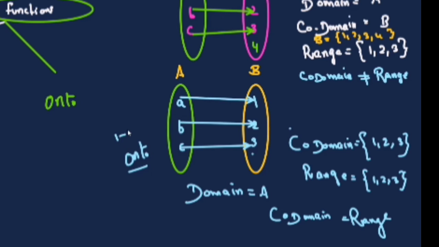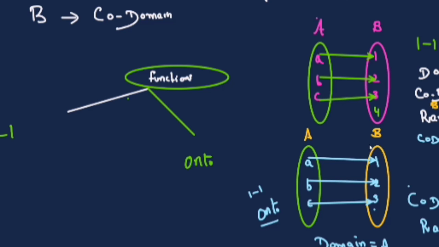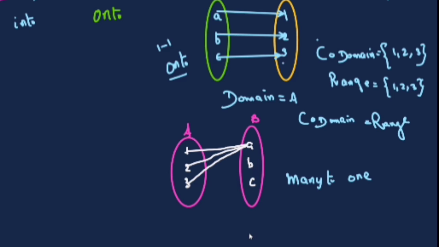This is also one-to-one anyway. It's one-to-one and also onto. Here this is one-to-one, but this is into. Understood the difference? If the codomain is equal to the range, we call it an onto function. So onto is when the codomain is equal to the range. What is many to one? Many elements are mapped. Is it onto or into? The codomain is ABC and the range is A. So this is an into function. This is a many to one into function.